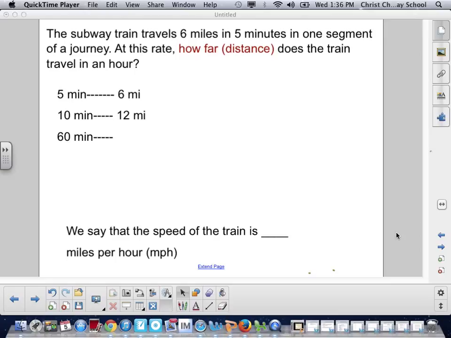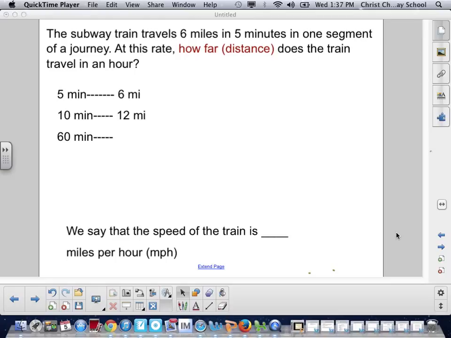Okay, we have a word problem here. Please follow along as I read. The subway train travels 6 miles in 5 minutes in one segment of a journey. At this rate, how far does the train travel in an hour?